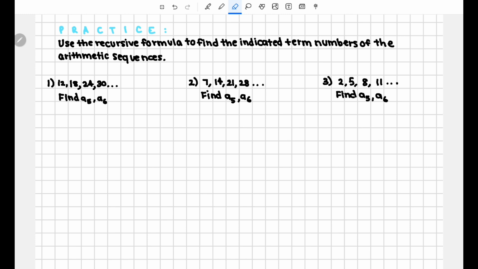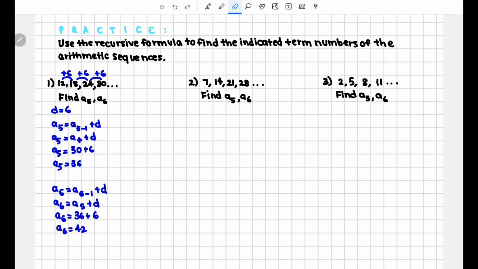Alright, let's start with number 1. So if we are to find the common difference, we can see that each preceding term, you add 6 to it, and that gets you to your next term. Therefore, we know that d is equal to 6.